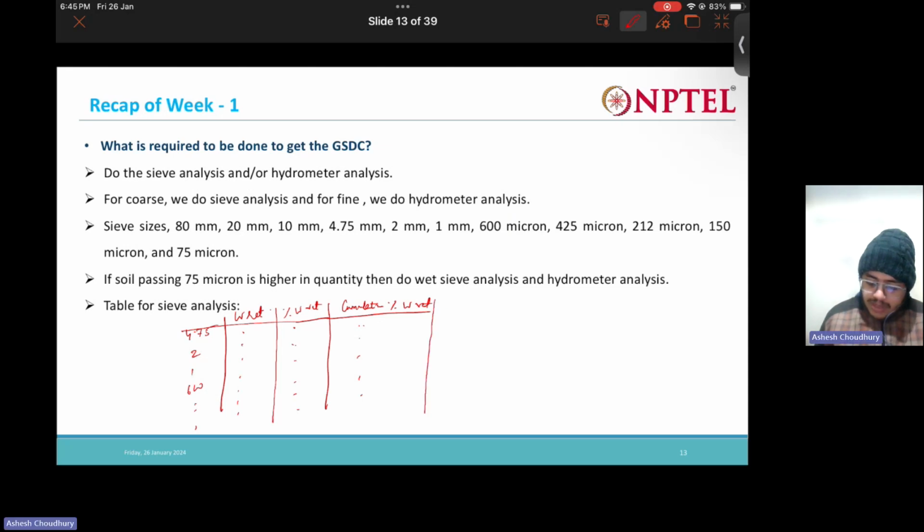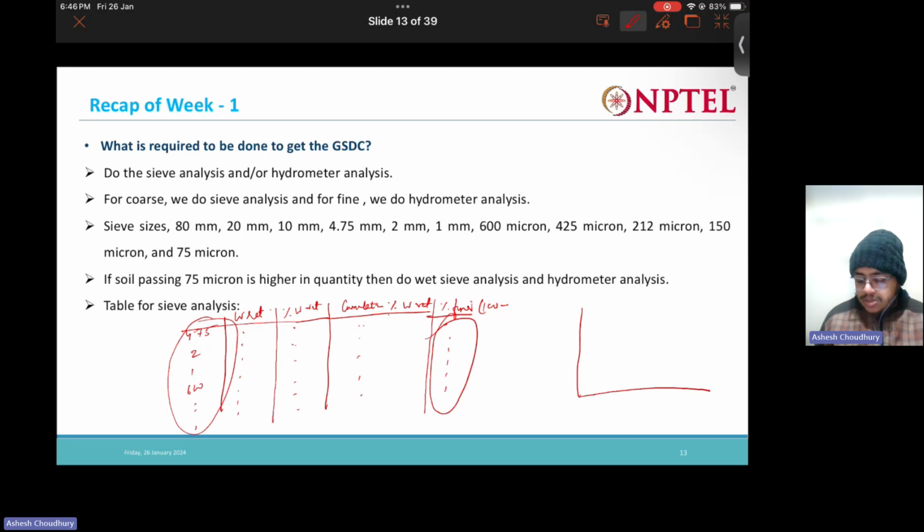Then what we need to do is find the percentage finer. That is 100 minus the cumulative weight retained. It will give us the percentage finer. So we have the percentage finer and the sieve sizes, right? If we know the percentage finer and the sieve sizes, we can have the grain size distribution plot. Here is the percent finer, and we have the sieve size here. So we will get a plot like this.